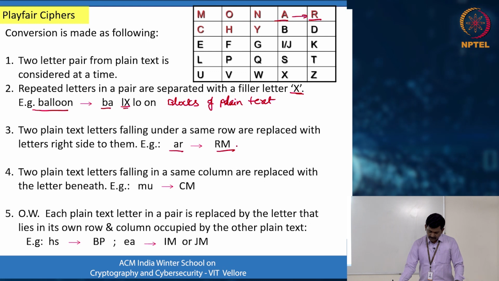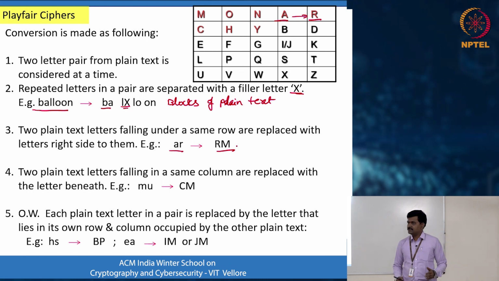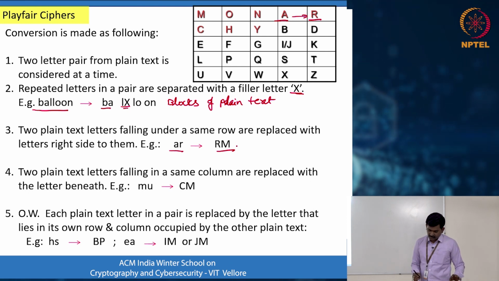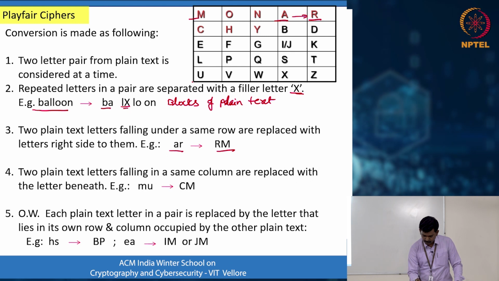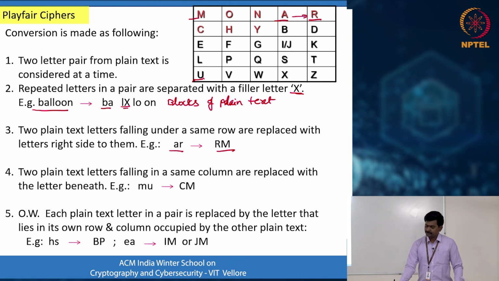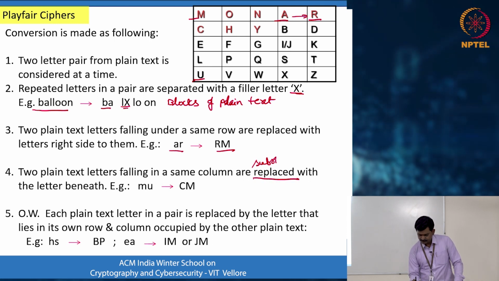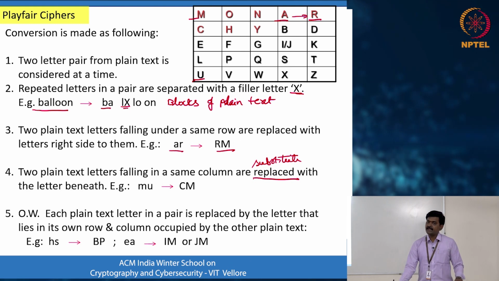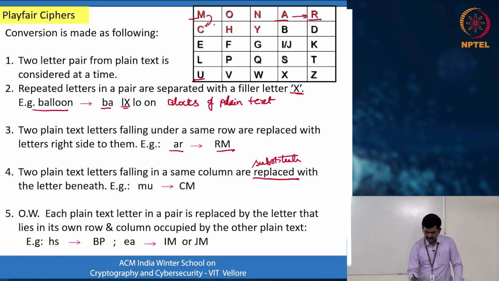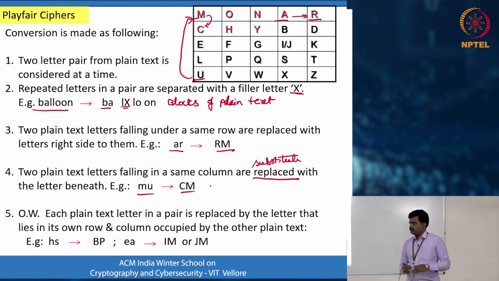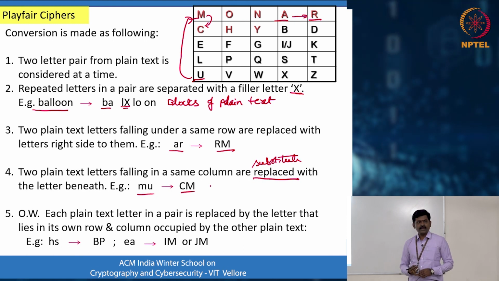Next, the encryption. Is it that they will come into the same row always? No. If they are in the same column, so M, U, they are in the same column. So replace, or you can call it substitute, with the letter below it. Say MU. For M, substitute with C. For U, substitute with M. MU, CM. Okay. So row wise, column wise, if they are in same row, same column.